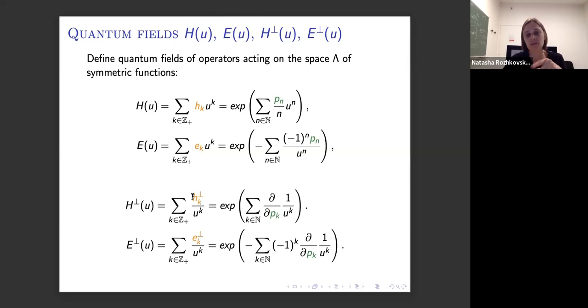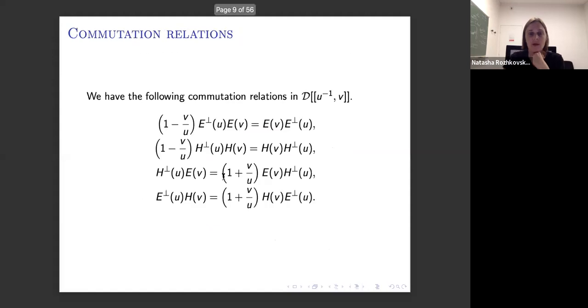And also we can consider adjoint operators. There is a bilinear form, so we can look at adjoint operators. This will be our notation for the quantum fields of adjoint operators. And here is how it's sometimes written in the literature in terms of power sums, so it can be familiar if you have seen vertex operators in this form. It is not difficult to prove commutation relations between these quantum fields. They are of this kind. It's just some computation in algebra.